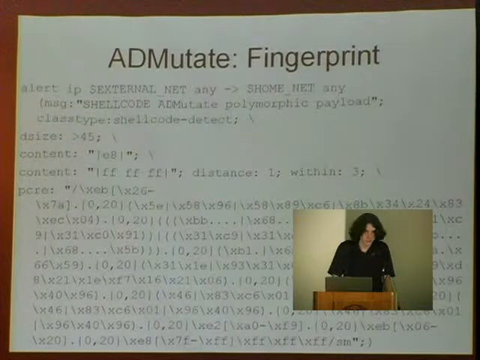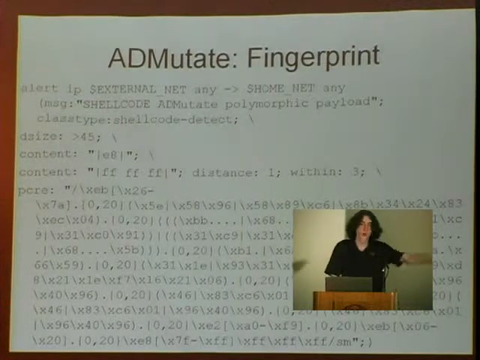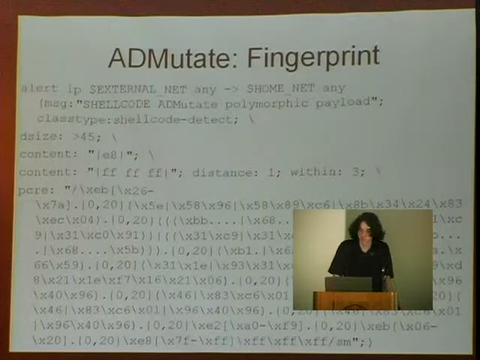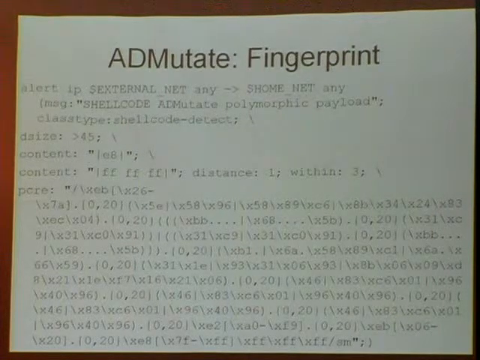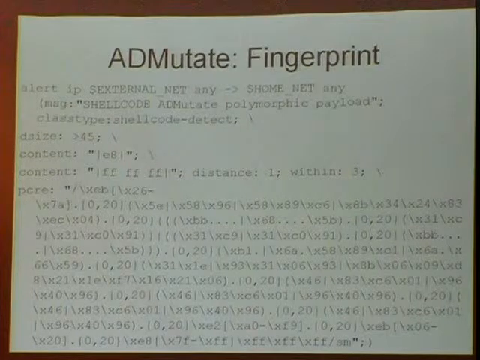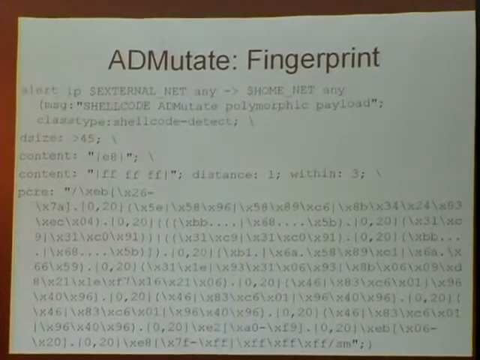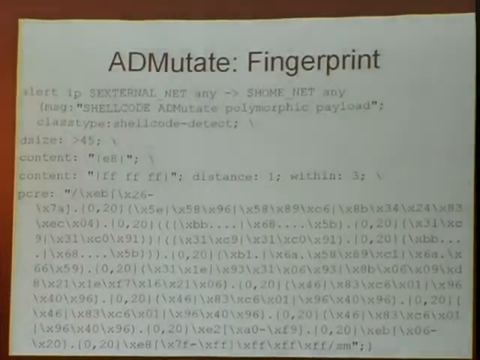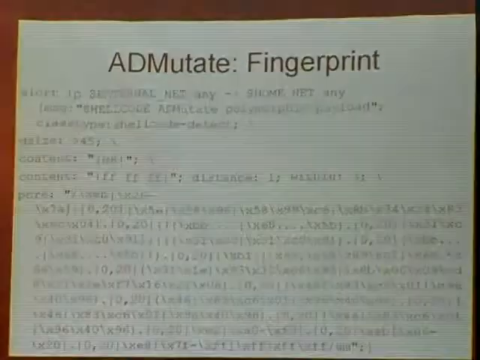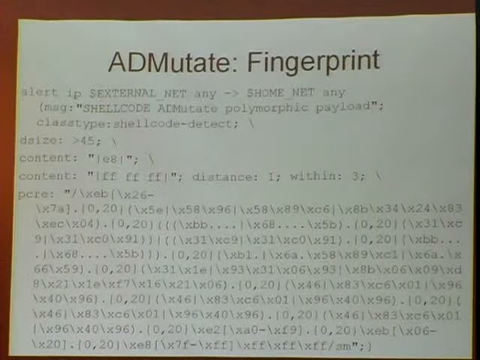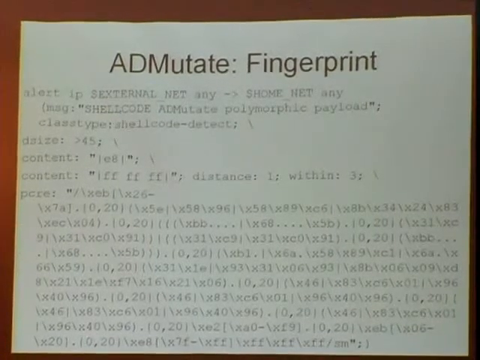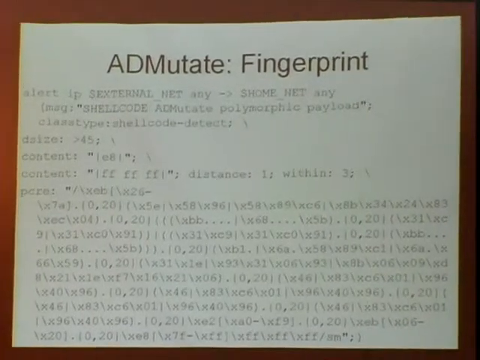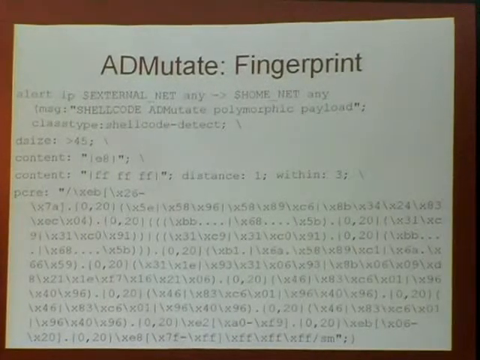This is the Snort fingerprint that I developed for ADMmutate. Again, the top 2 content lines are simply static bytes. The lower line is a Perl regular expression for the actual fingerprint, and it's just handwritten. As you can see, it has the first instruction, EB 26 to 7A, and then .{0,20} means there can be either 0 to 20 random bytes in between the first instruction and the second instruction. So that takes into account the fact that random NOPs may be in there.